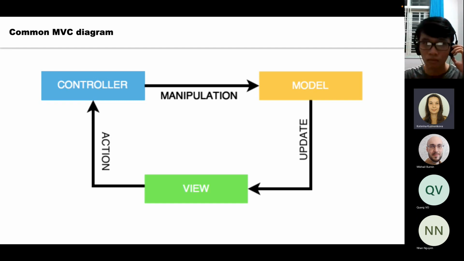So the Model View Controller architecture contains three components. There is the model, which is responsible for maintaining the behavior and data of the application. The view is used to display the model in a user interface. And the controller acts as an interface between the model and the view component. It takes user input, manipulates the data model, and causes the view to update.